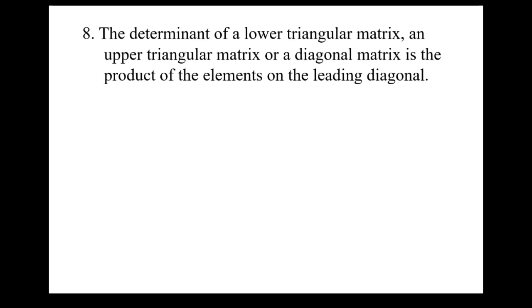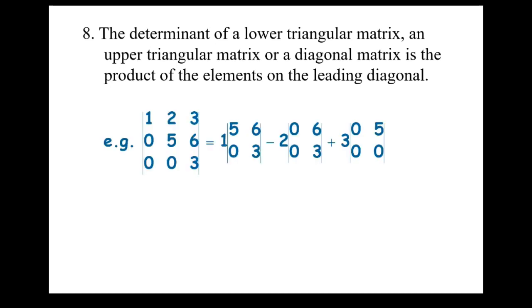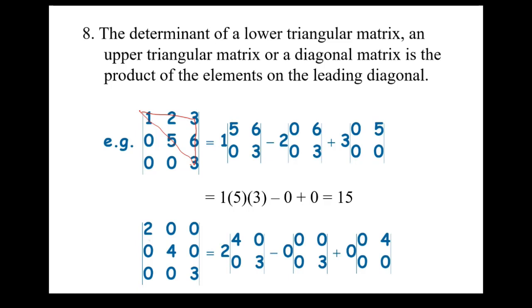For the eighth property, the determinant of a lower triangular matrix, an upper triangular matrix, or a diagonal matrix is the product of the elements on the leading diagonal. So for example here, this is an upper triangular matrix. When we find the determinant, it is 1 times 5 times 3, which is equal to 15. This is a diagonal matrix. When we find the determinant, it is equal to 2 times 4 times 3, that is the product of the elements in the leading diagonal.